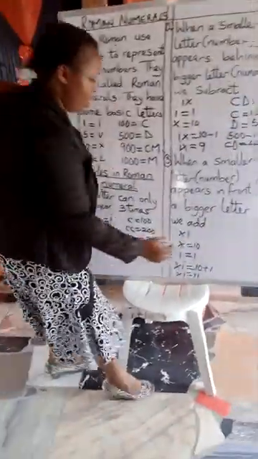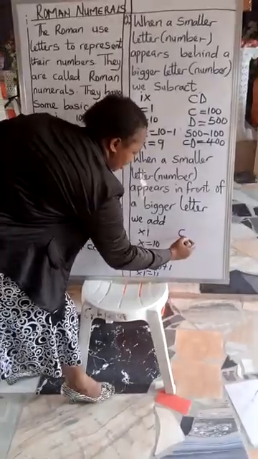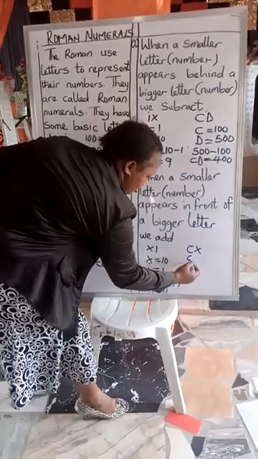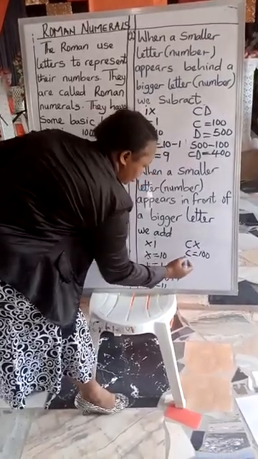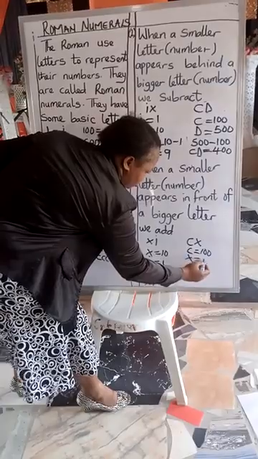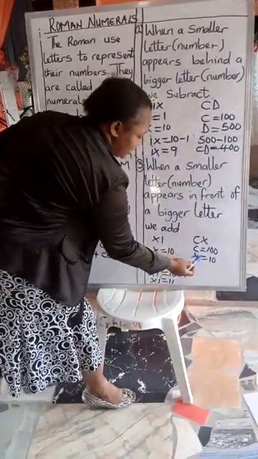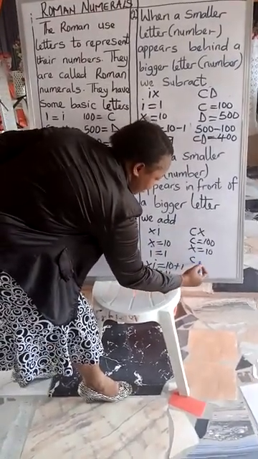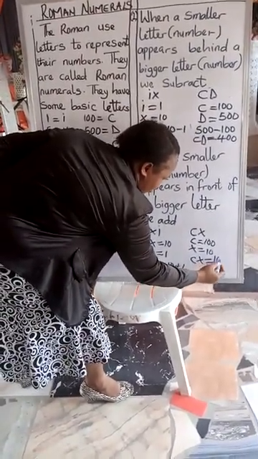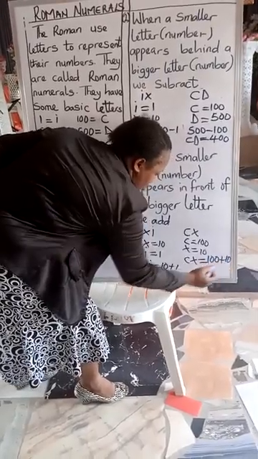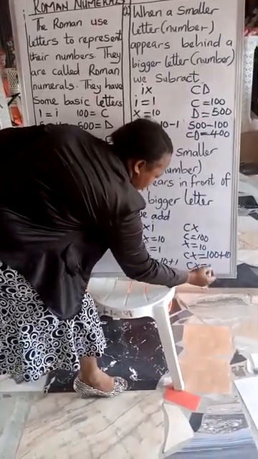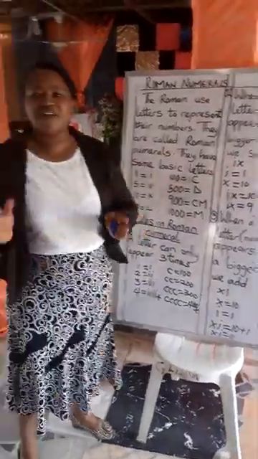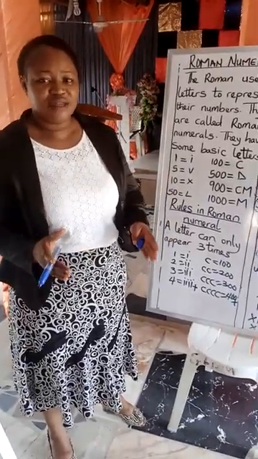Now another example, when you have CX. What is CX? C is 100, X is equal to 10. So you can see that X, the smaller letter, is in front of the bigger letter. So CX will therefore be equal to 100 plus 10. 100 plus 10 will give you what? 110.